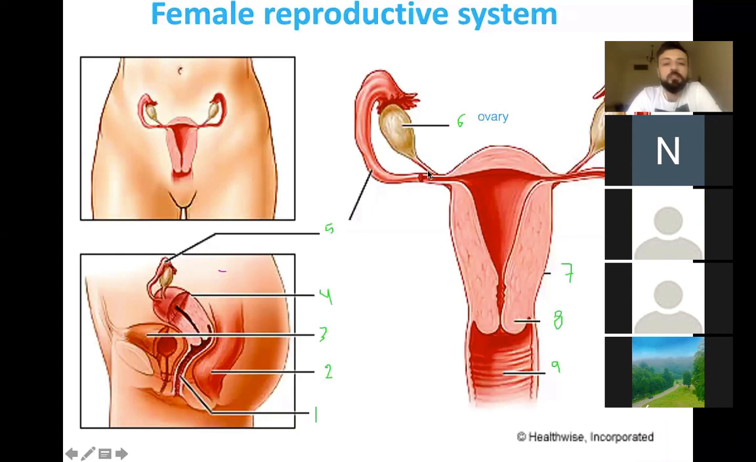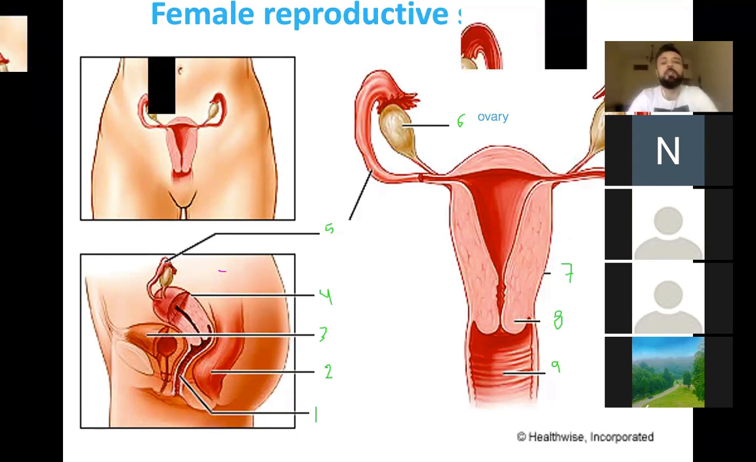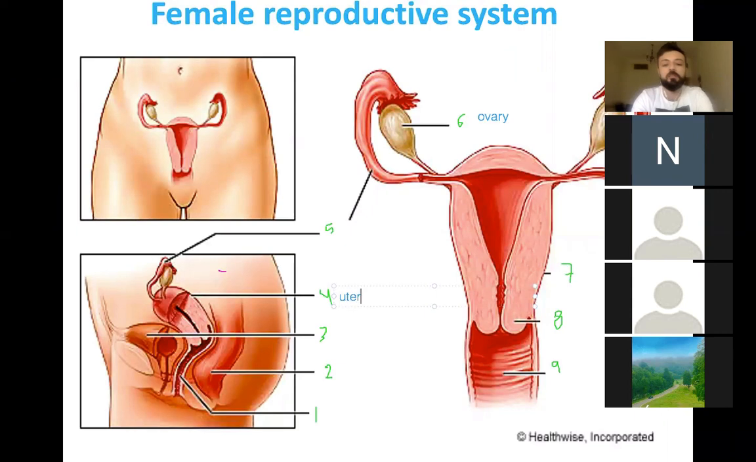6 is ovary, very good. 4 is uterus. Sir, type it if you can, or you can type it, Farid. 4 is uterus. I'll type it for you. Number 9 is vagina, right? Yes, it's vagina. Okay. So number 9 is vagina.